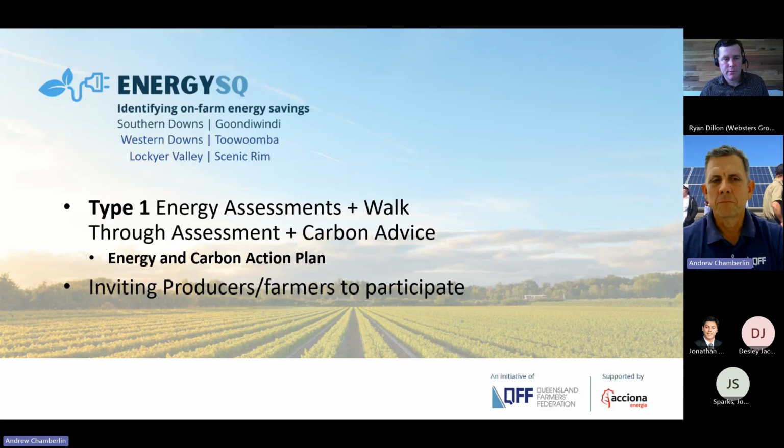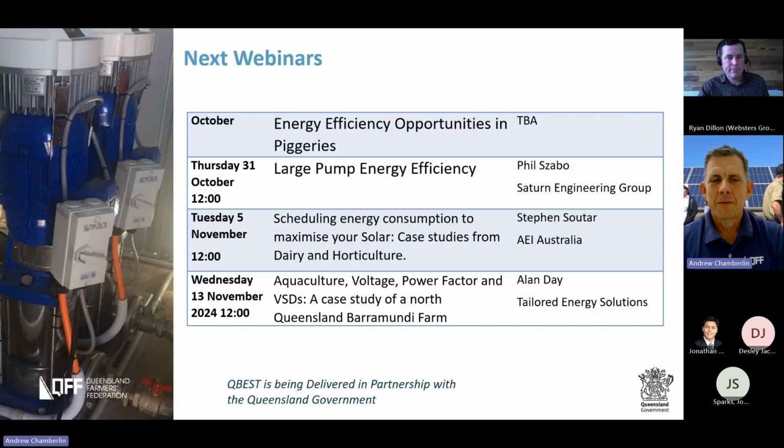We're also working on a program called EnergySQ, working with farms in those 6 local government areas: Southern Downs, Goondiwindi, Western Downs, Toowoomba, Lockyer Valley and the Scenic Rim. We're doing type 1 energy assessments with that program, with walkthrough assessments and giving people some carbon advice. So farms that are keen to participate will get an energy and carbon action plan at no cost. So please get in touch with the QFF Energy team if you're in one of those areas, and we can help you with that.